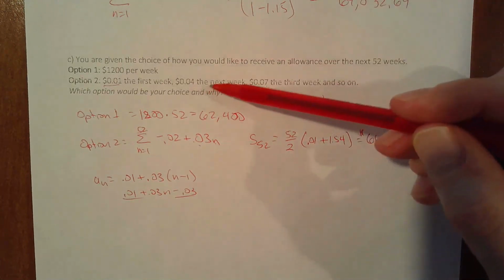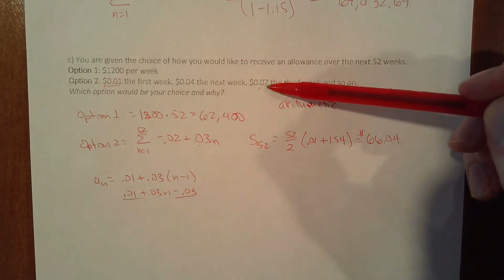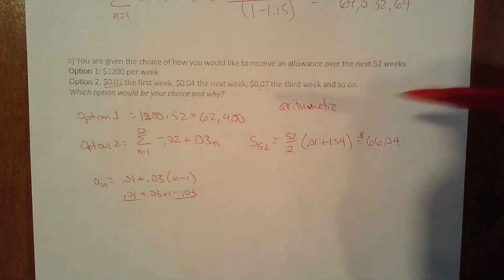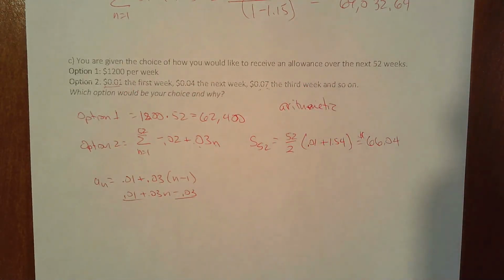Now if this was a geometric sequence, I'm pretty sure option 2 would work, if it was following a multiplication pattern. This is an addition pattern. So option 1 was a much better choice on this one.